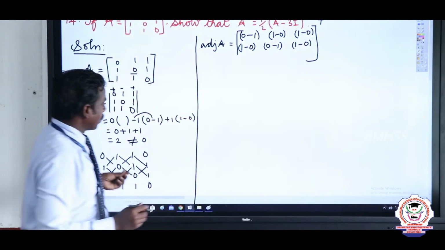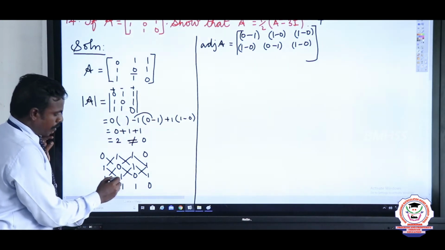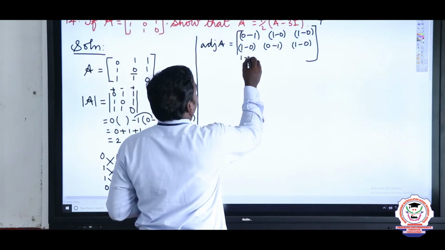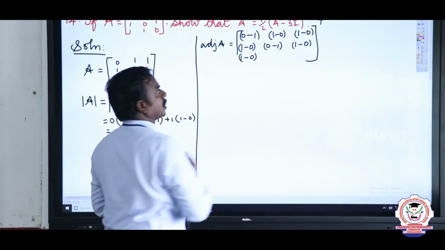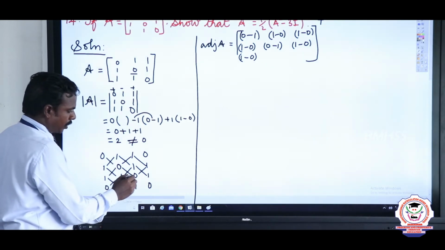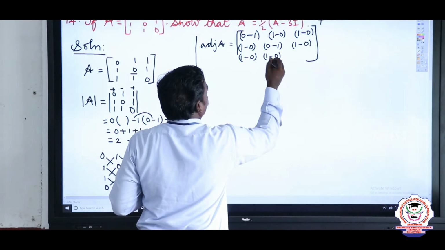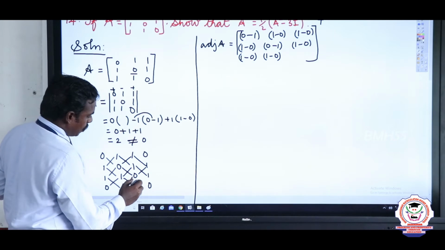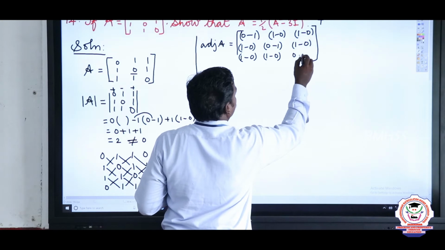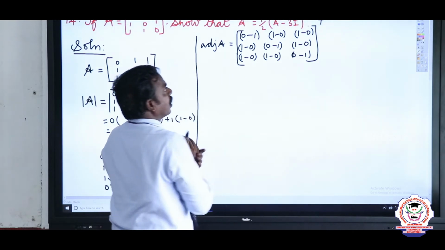Now I am going to do the third row. 1 into 1 is what? 1. 0 into 1 is 0. So 1 minus 0 in the third row first column. After that, 1 into 1, 1 minus 1 into 0, 0. So again 1 minus 0. So last row last column, that is third row third column, 0 minus 1. Yes, now I have completed.